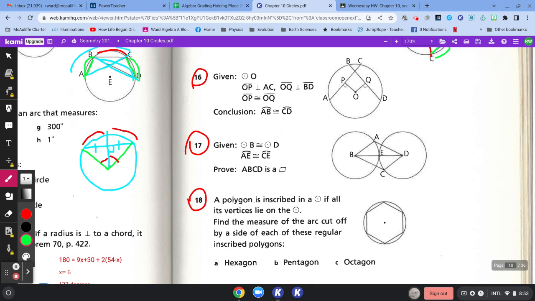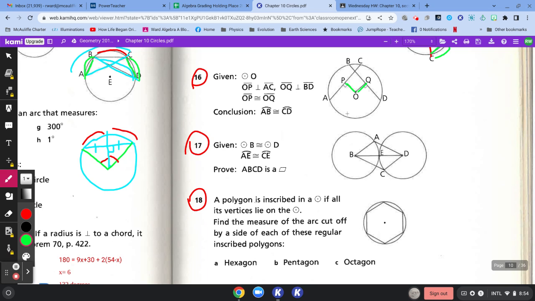We have been told that this is circle O, so O is the center of the circle. We've been told that OP, this segment here, is perpendicular to AC. We're also told that OQ is perpendicular to BD. We're told that OP and OQ are congruent, so I'm going to label that with green. And we're asked to prove that arc AB is congruent to arc CD.